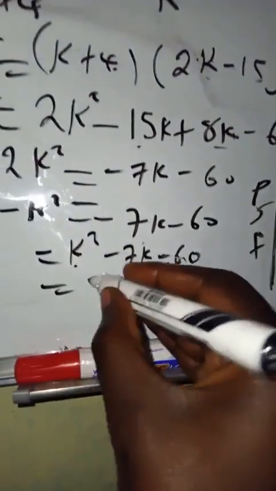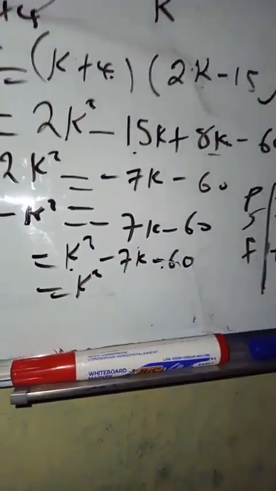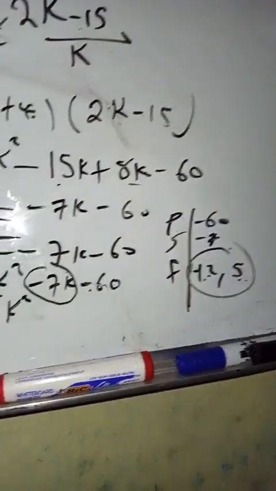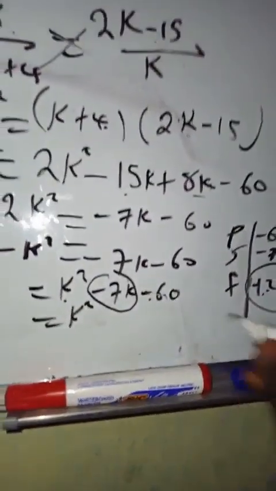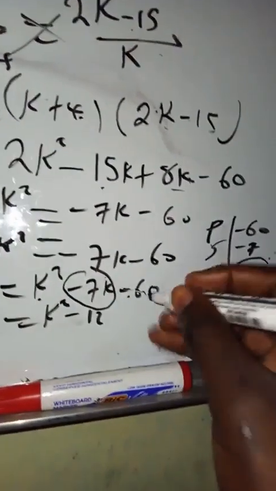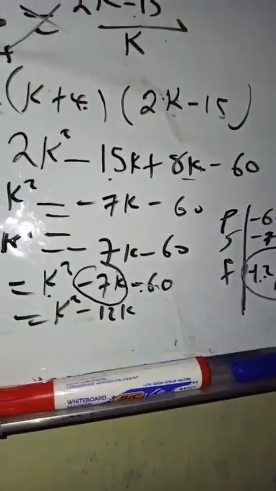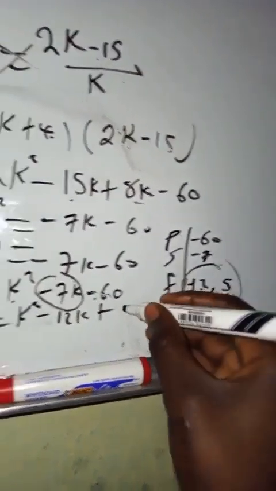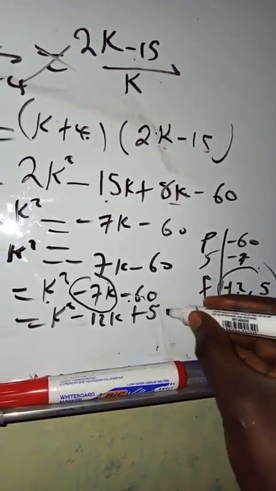So having done this, I can simply say K squared. Then this must be replaced with this. So I'm going to have negative 12, then I'll say K. Then this is plus 5K there, this is positive 5, right? Negative 60.